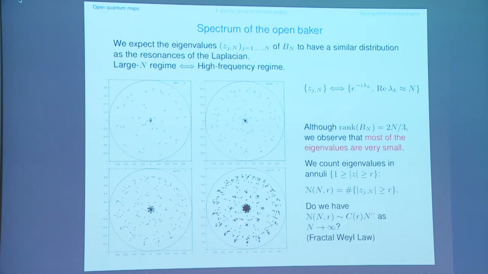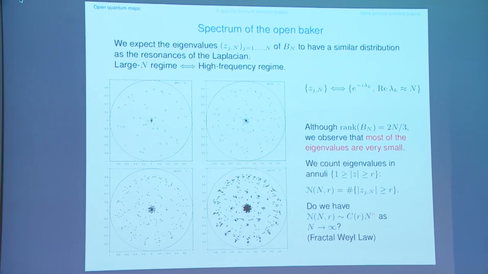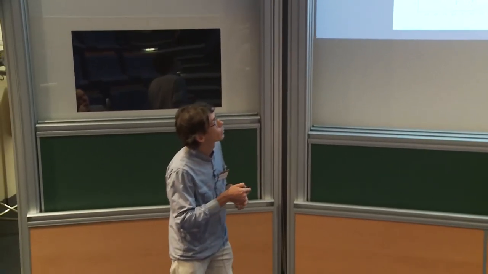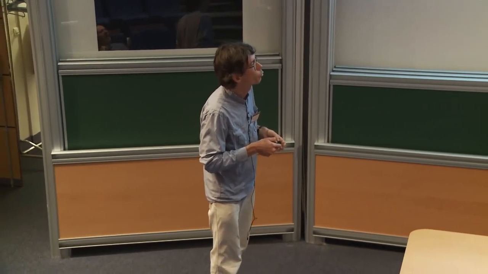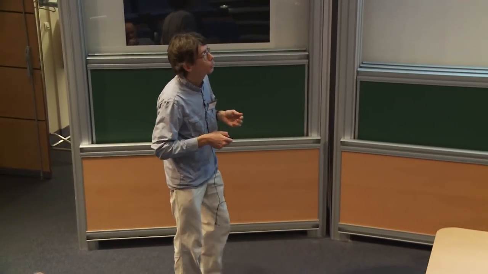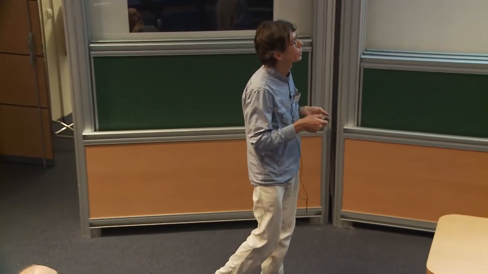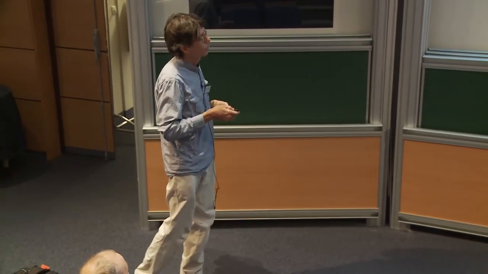This is what we're trying to show: although this matrix has rank 2n over 3, of order n, the significant, non-negligible eigenvalues are much fewer. Much fewer means a smaller power of n when n goes to infinity. And this is the content of this fractal Weyl law in this setting of this quantum map. And C of r here would be some profile function, which we don't know a priori what to expect. So we tested this type of asymptotics.